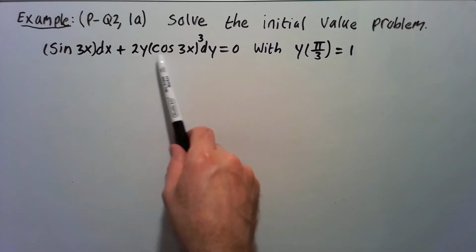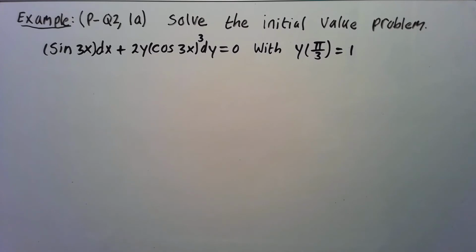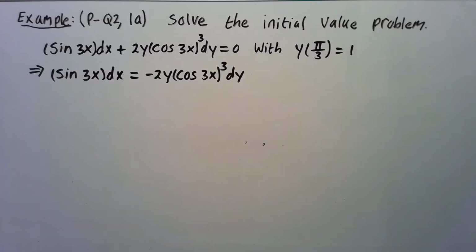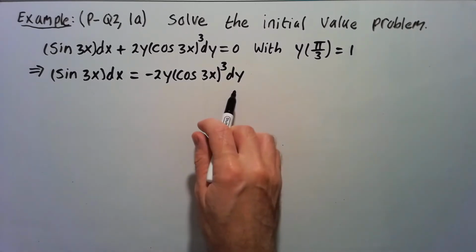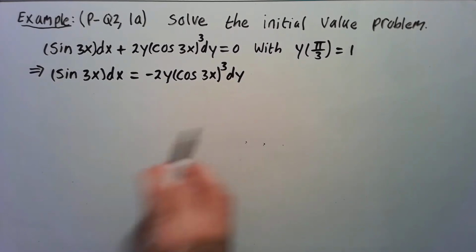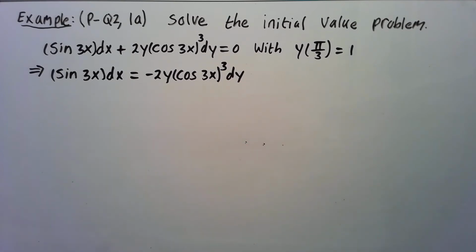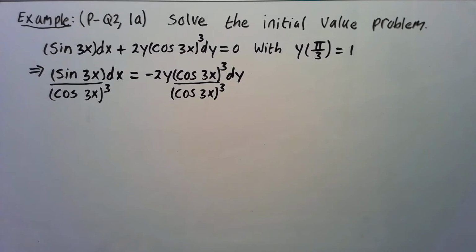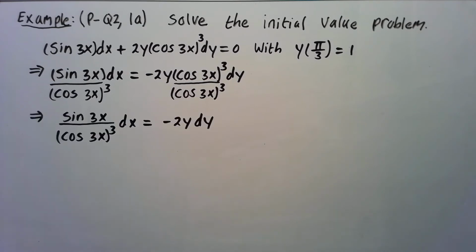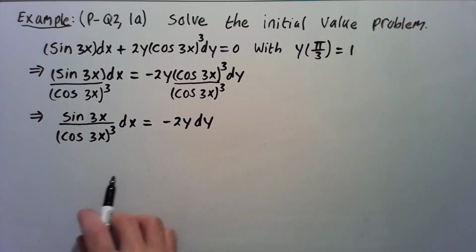So let's take the 2y cosine cubed term across the equal sign here. So doing that, we get this. Now I want to get all the y's and dy's by themselves and all the x's and dx's by themselves. So let's divide both sides by cosine cubed. Dividing both sides by cosine cubed, they cancel here. So simplifying this, we get sine 3x over cosine cubed 3x dx equals negative 2y dy.